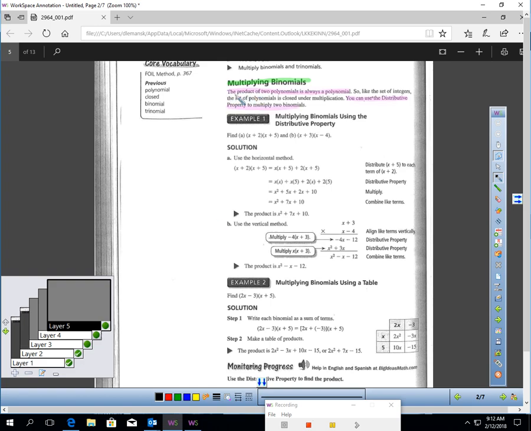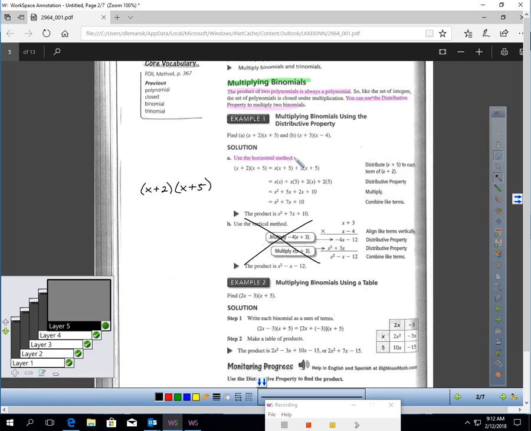The product of two polynomials is always a polynomial. You can use the distributive property to multiply two binomials, and that's what we're going to emphasize here. We're not going to use the vertical method. We'll just use the horizontal method for multiplication. When you see textbooks going forward, you won't see the vertical method. You'll see horizontal a lot. So this is the way I'd want you to be able to identify and do these.